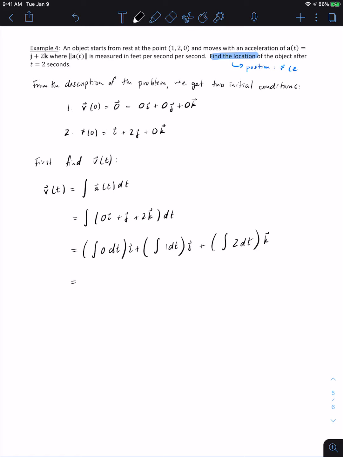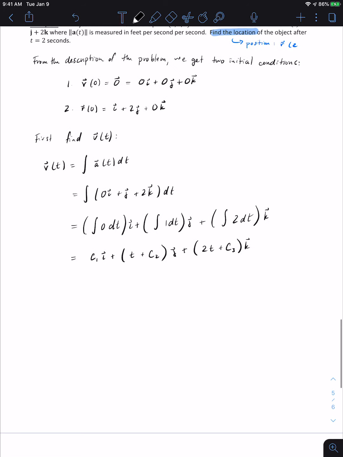Right, so the antiderivative of 0 is just some constant, so I'll call it c1i. Plus, now I integrate 1, that gives me t, plus another constant, we'll call it c2, in the j component. Plus, I get 2t plus a third constant c3 in the k component. So that is my velocity, but again, I have constants in there, so I use my initial condition in order to find those constants. So using the initial condition, v of 0 equals 0i plus 0j plus 0k, what do we get?